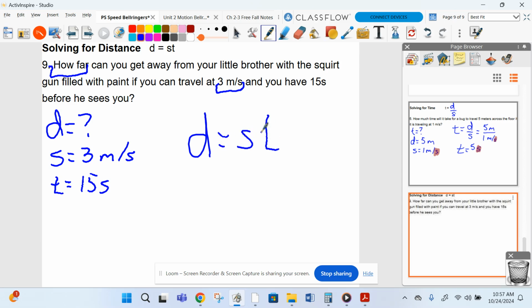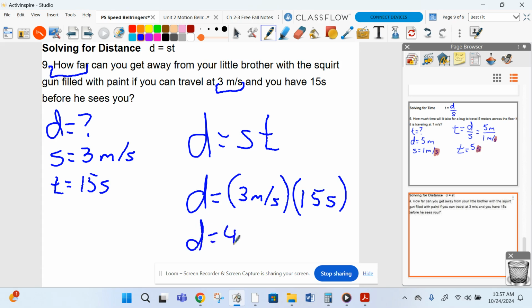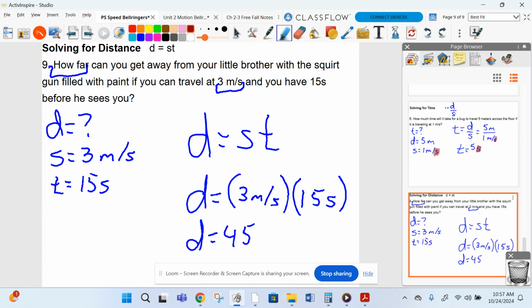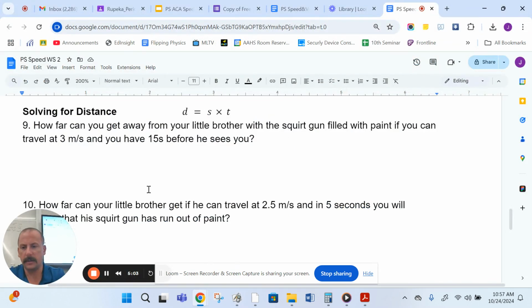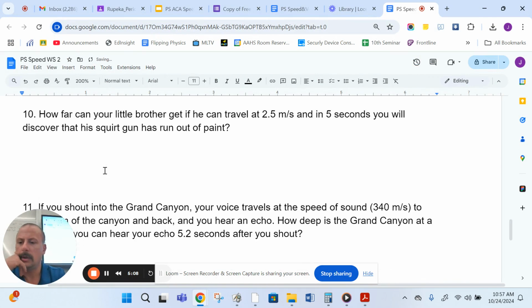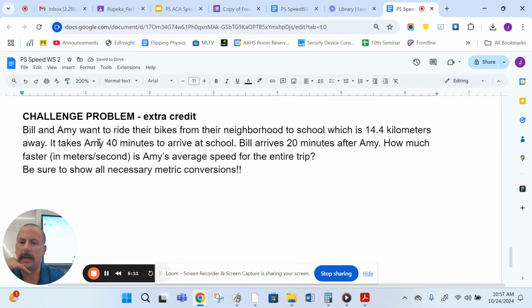Distance equals speed times time. That's right up here at the top. Distance equals the speed, 3 meters per second, times 15 seconds. 3 times 15 is 45. Whatever our length units are right here, that's our units for our answer, where D equals 45 meters. And then that's what I'm going to type in here. As you come down, number 14, this can be extra credit if you end up with the correct answer.